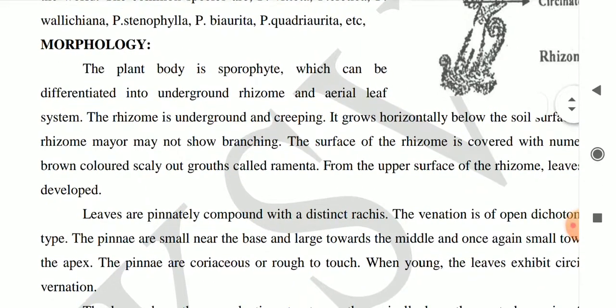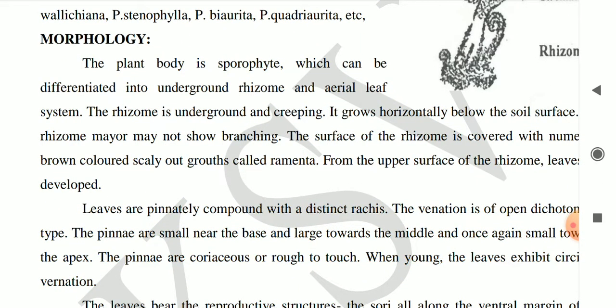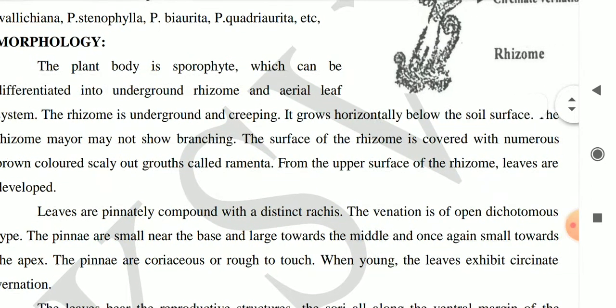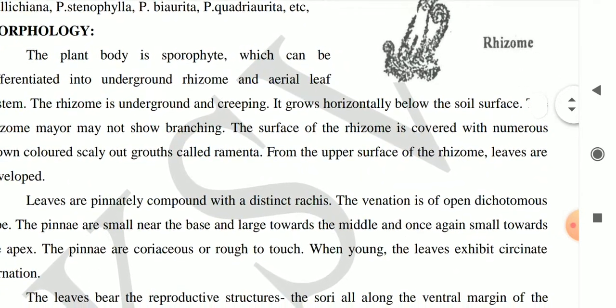Next, going to the plant morphology of Pteris. The plant body is a sporophyte, which is differentiated into underground rhizomes and aerial leaf portions. The rhizome is underground and creeping in nature, and it grows horizontally below the soil surface. Usually the rhizome is covered with a number of brown scaly growths, which are called ramenta. They are developed from the upper surface of the rhizome.